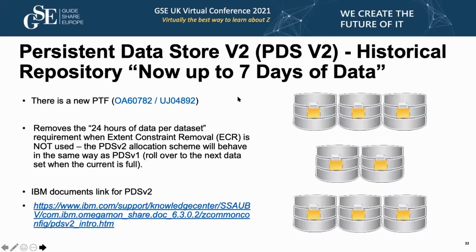Again, PDS v2. There's a new PTF that you should apply to do this. This one actually removes the 24 hours of data per data set constraint. So we now give you the full, probably 1 week's worth of data that you're able to store. And the difference here is that the data store that we're using is actually a linear VSAM file for PDS v2, which gives us the ability to store much more data. And that's how we broke through that threshold.